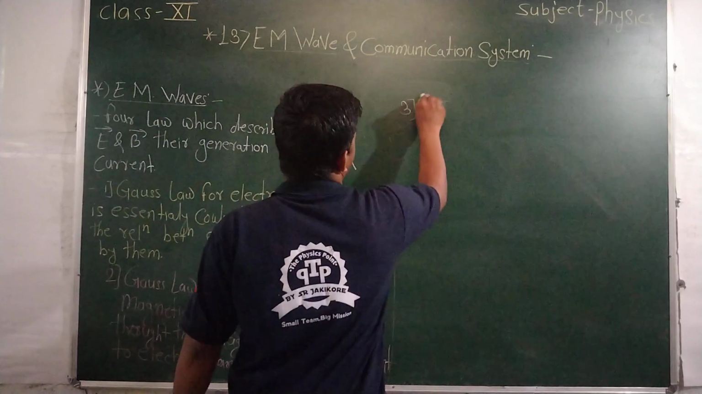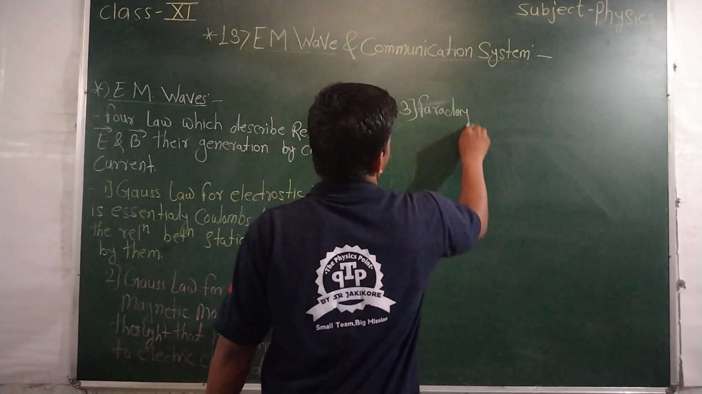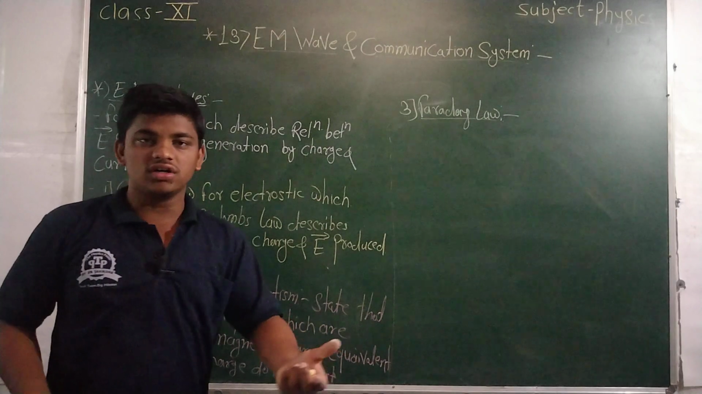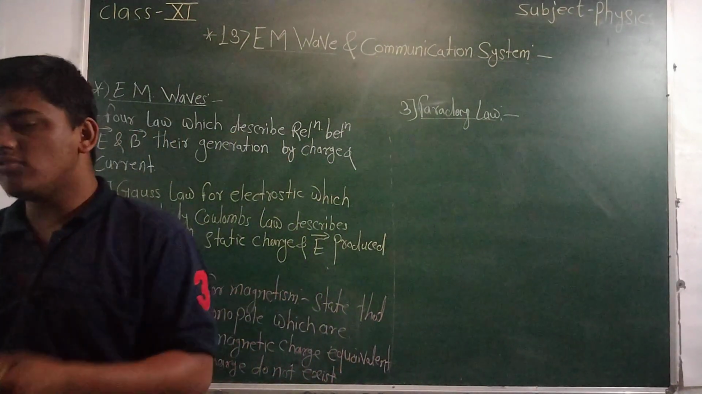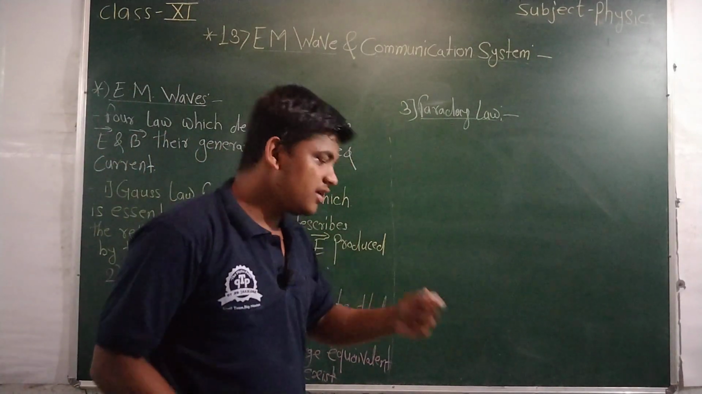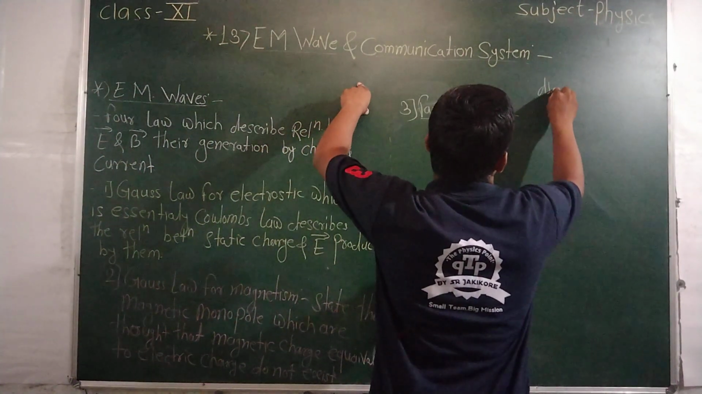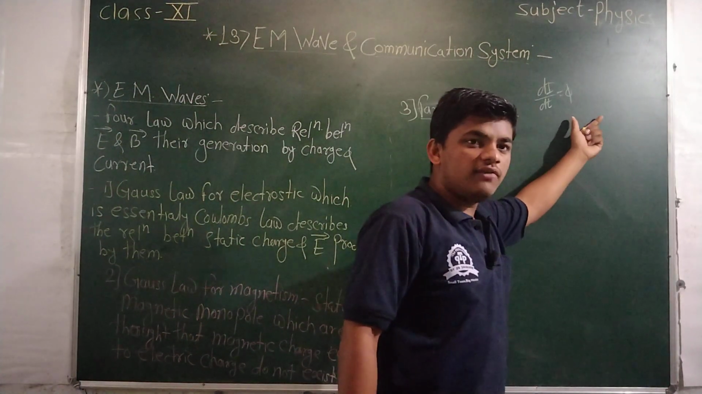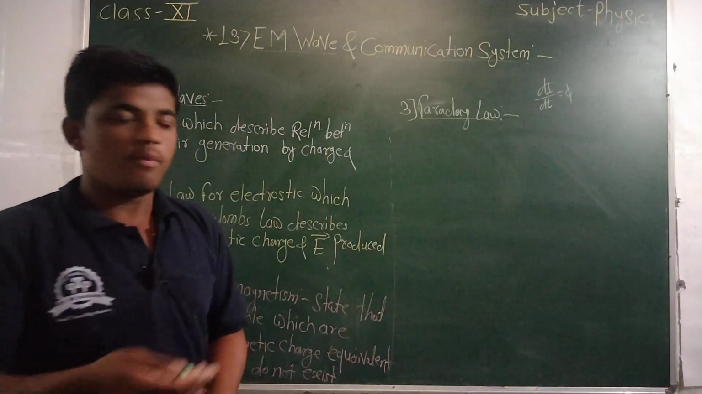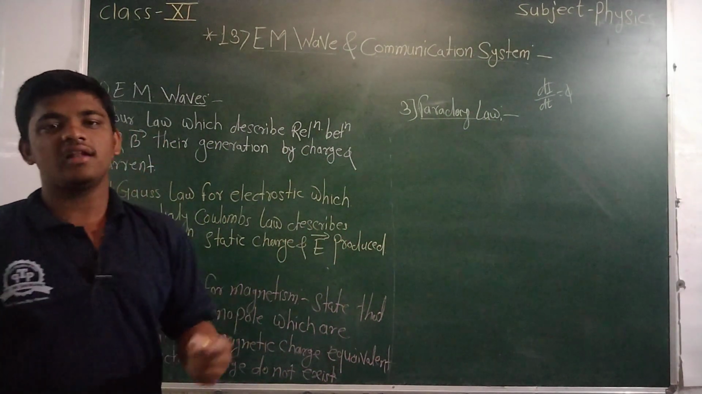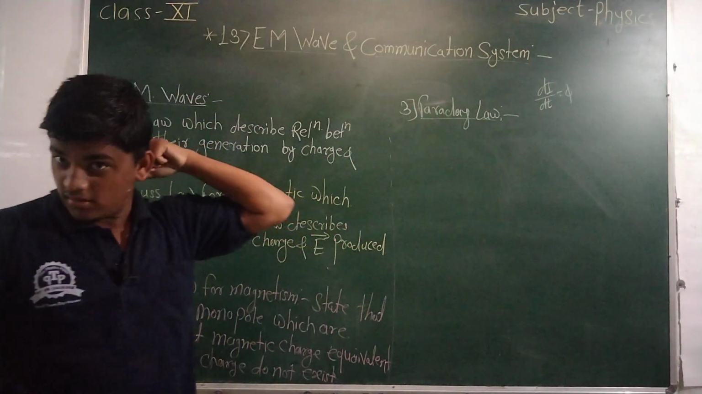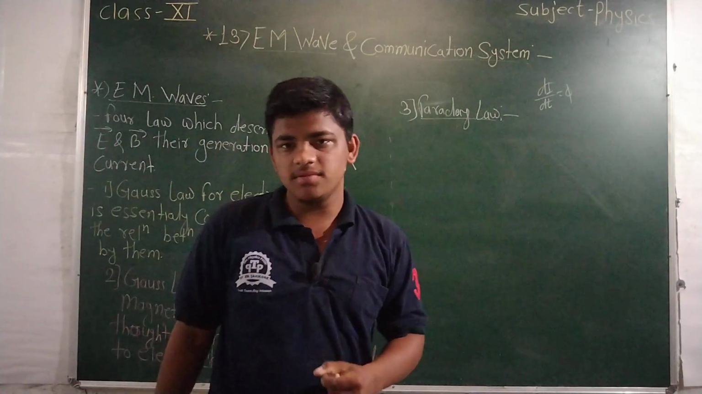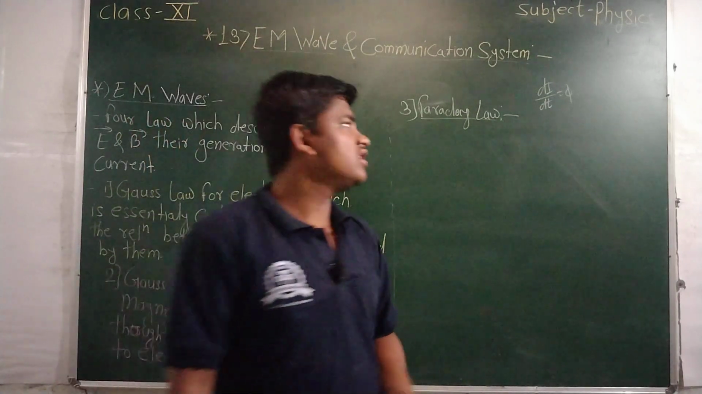The third law is Faraday's law. When the current flowing through a conductor changes with respect to time, it produces a changing magnetic flux, d phi by dt. And when the magnetic flux changes, an EMF will be induced in the given conductor or circuit. This is the induced electromotive force, which gives the relationship between the EMF induced in the circuit and the change in flux.